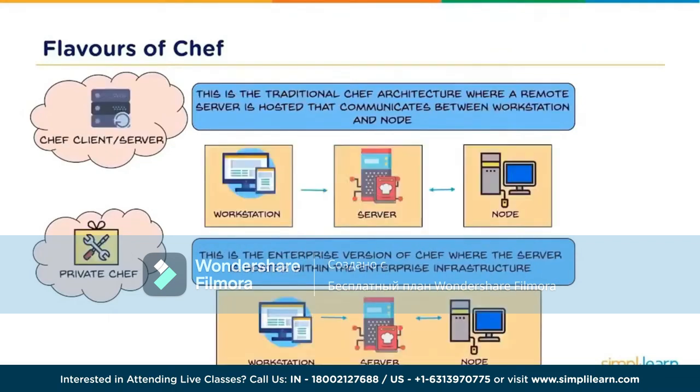Chef Client Server. With Chef Client Server, you have a workstation, you have a server, and you have n number of nodes. Now, this is the traditional Chef architecture. This is the one we have used for all the explanations previously. And finally, we have Private Chef. Private Chef is also known as Enterprise Chef. In this case, your workstation, server, and node all are located within the enterprise infrastructure. This is the main difference between Chef Client Server and Private Chef. In case of Chef Client Server, all these 3 machines could be dispersed. The enterprise version of Chef also provides the liberty to add extra layers of security and other features.